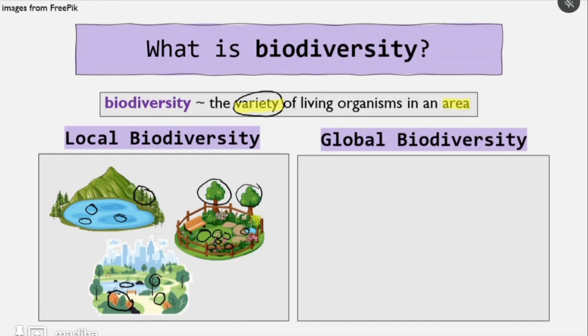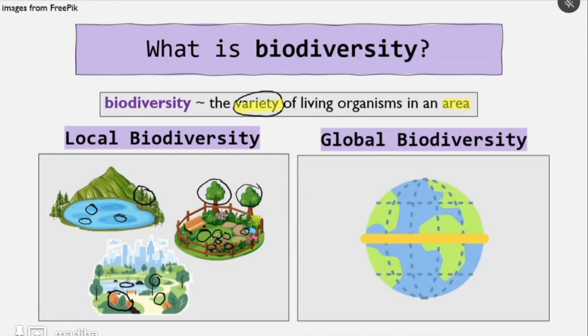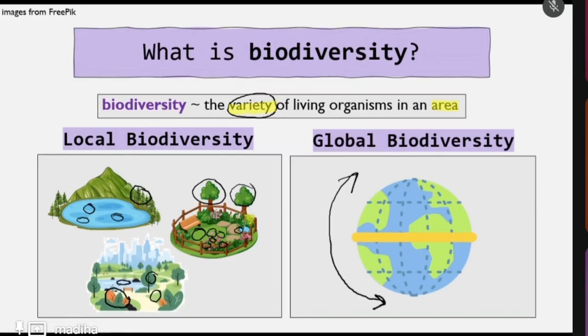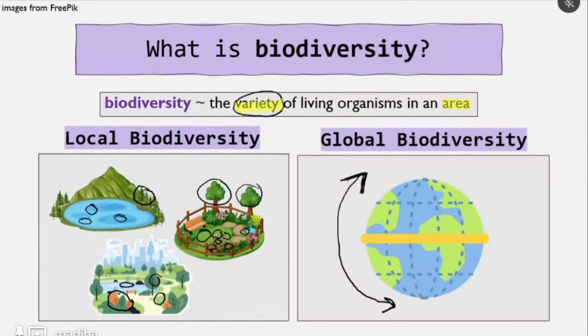And then global biodiversity is literally just the earth. So you want to talk about the variety of organisms in the entire earth. A good thing to know is that when we talk about biodiversity of the earth, the biodiversity at the equator, so this line here, is essentially the greatest across the whole world. And when you get to the poles, going this way, biodiversity tends to decrease.